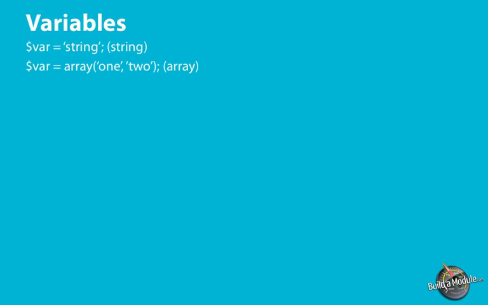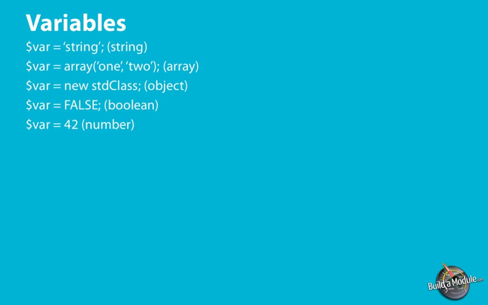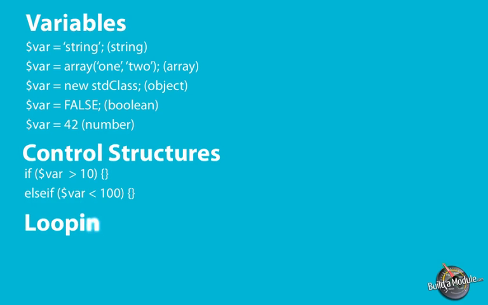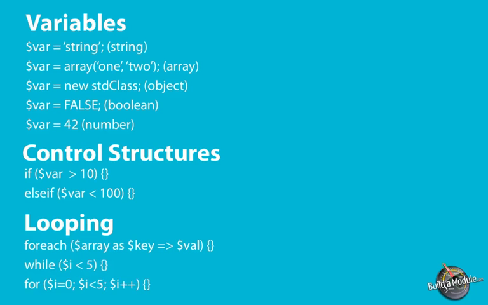We talked about variables, all different types of variables like string variables, arrays, objects, Boolean values, and numbers. We worked through various control structures like if and else if, and looping control structures, which are very powerful, like for each, while, and for.